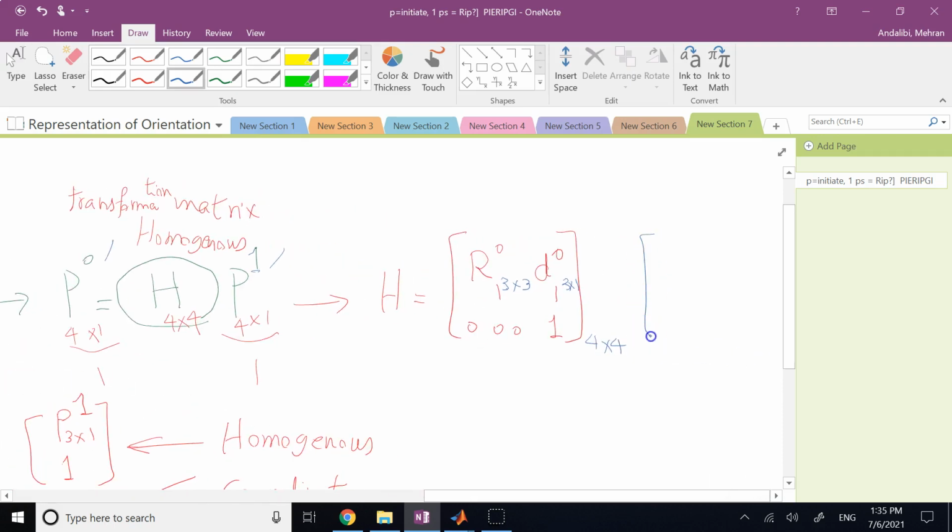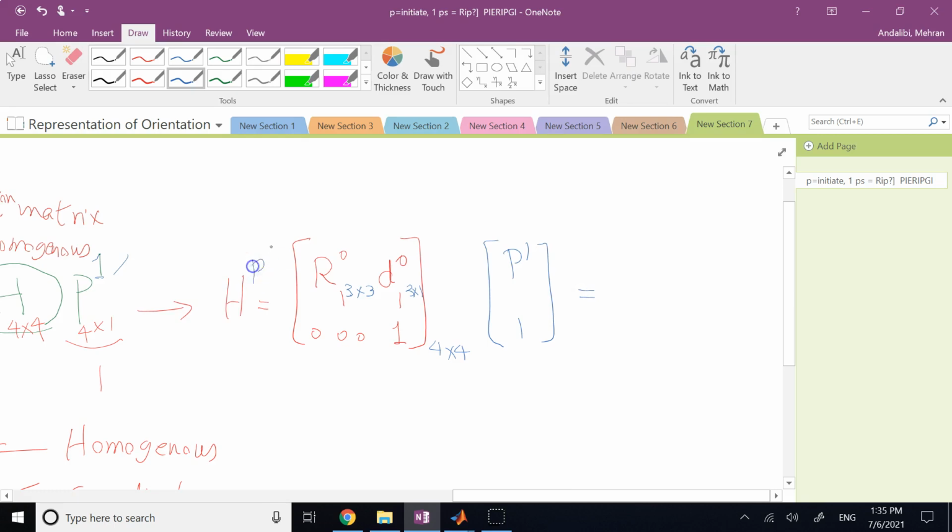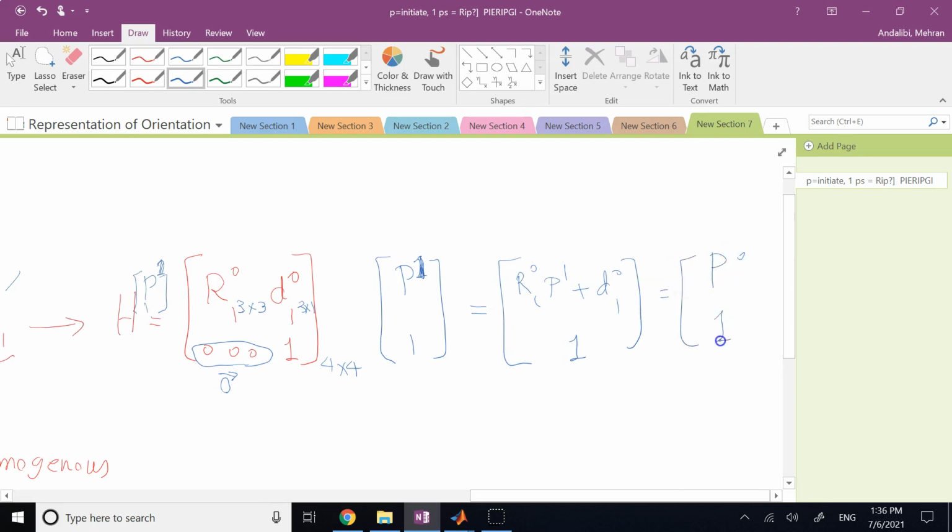And it's not hard to show that when you multiply this by P1 and 1, what happens? I will get this R to be multiplied by P1 and added to D_1^0. And here I will get, if I call this whole thing vector 0, this vector 0 is multiplied by P1, which is 0, and 1 times 1, which is going to be a 1. And then I call the result of this P0 and 1. And of course, 1 and 1 are equal, and P0 is equal to R_1^0 P1 plus D_1^0.